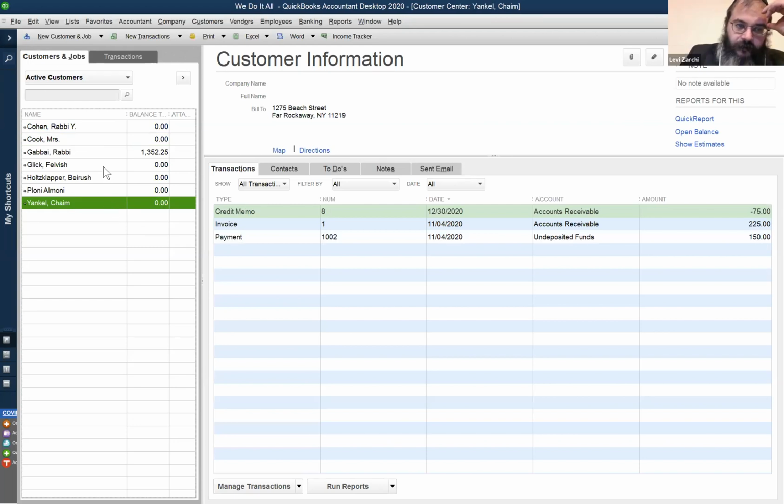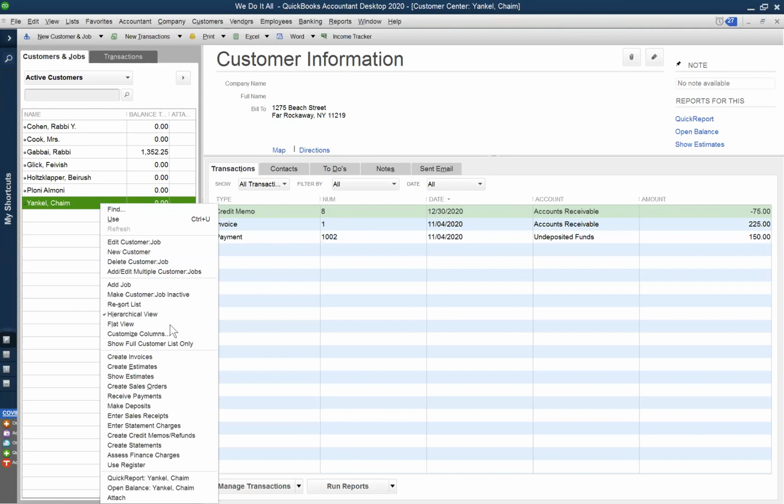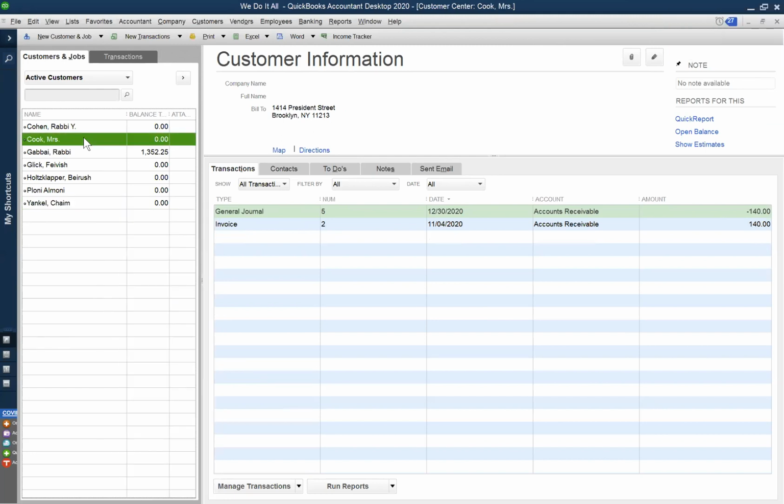Yeah, no, first is Yankel Chaim for $75. No, Yankel Chaim I did through a credit memo. Right, so I did a credit memo. I went into that, for 75. And then I went back into the invoice. You have a refund available? No, I left it as a credit. Well, you can apply it right now to the invoice.